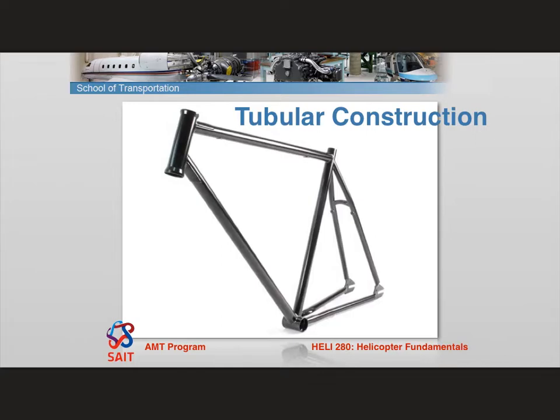It's steel tube frames, typically 4130 chromoly steel, and the tubes are welded together to create the truss. They're very high strength for their weight. That's why they were so popular. So you can get a lot of strength in their weight.